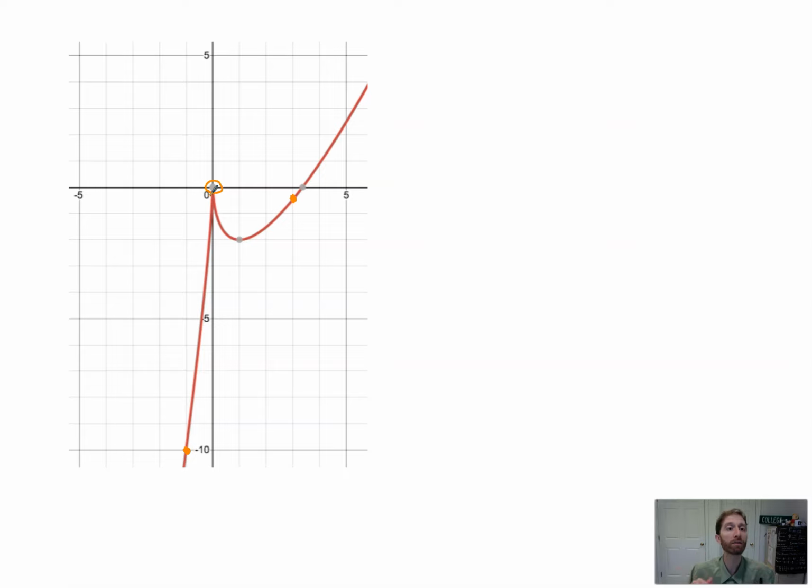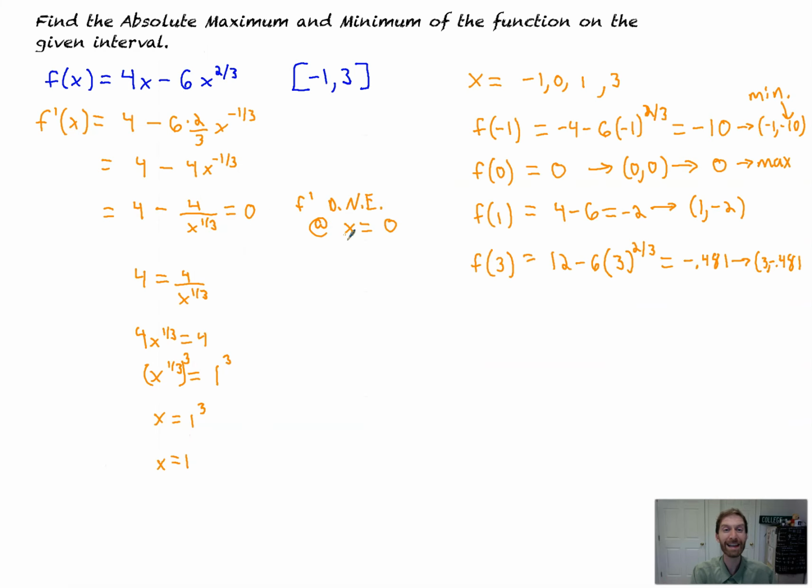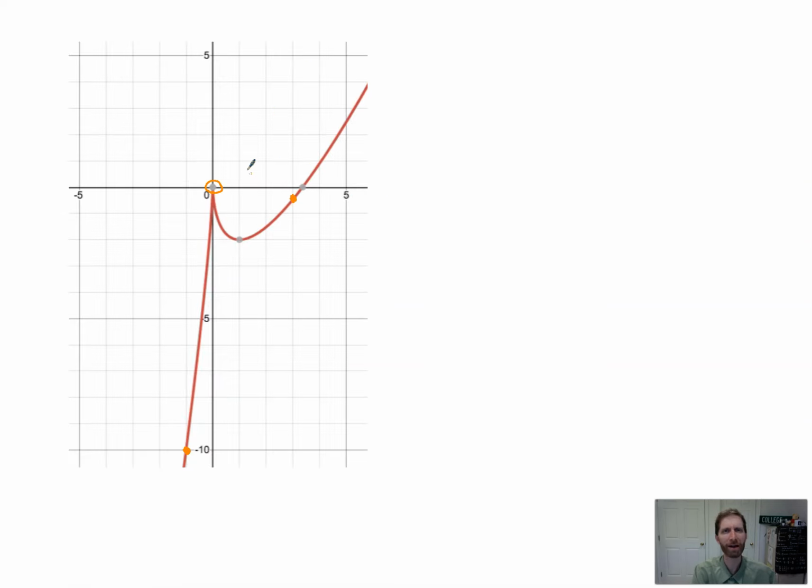Make sure to look out for any of those points where the derivative doesn't exist. Some people just set that last problem equal to 0, and then they miss out this critical number, which ended up being one of our answers. Very cool looking graph. All right, peeps, I'll leave it at that. Abs, max, and mins, they happen at endpoints or critical numbers.